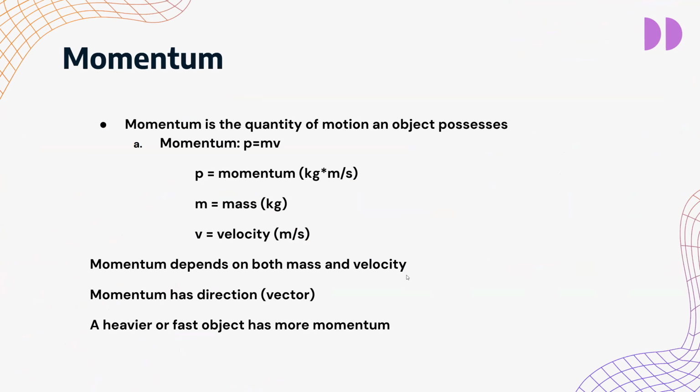It only depends on mass and velocity because the equation is just mass and velocity. Momentum has direction, and a heavy or fast object has more momentum because of the mass and velocity. Those are the only two things that are taken into account when finding momentum.